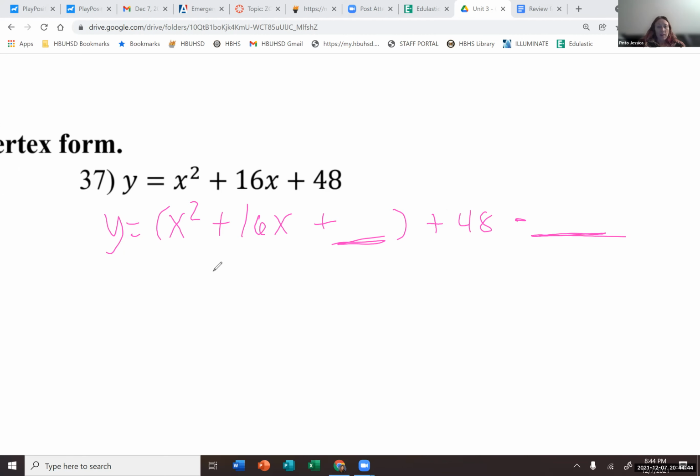And I'm looking at this and I know that right when I FOILed, I add the two things together. So what plus what is 16? It's going to be 8. So this is (x plus 8) squared that I want. So 8 plus 8 is 16. That's good. So now I need 8 times 8, which is 64. That goes in both of these. So now I do the subtraction, 64 and 48.